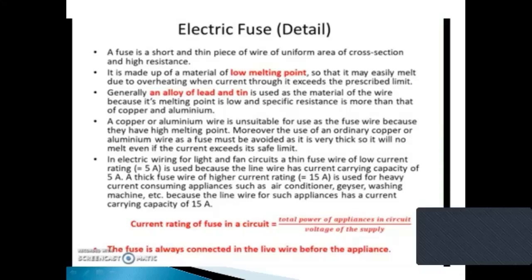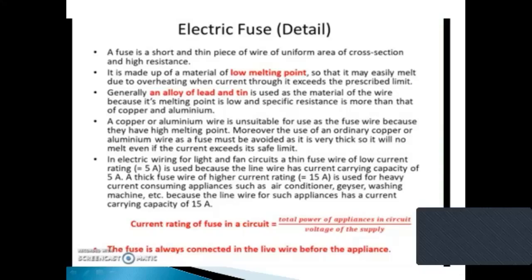In electric wiring for light and fan circuits, a thin fuse wire of low current rating is used because the line wire has current carrying capacity of 5 ampere. A thick fuse wire of high current rating 15 ampere is used for heavy current consuming appliances such as air conditioner, geyser, washing machine, etc., because the line wire for such appliances has a current carrying capacity of 15 ampere.